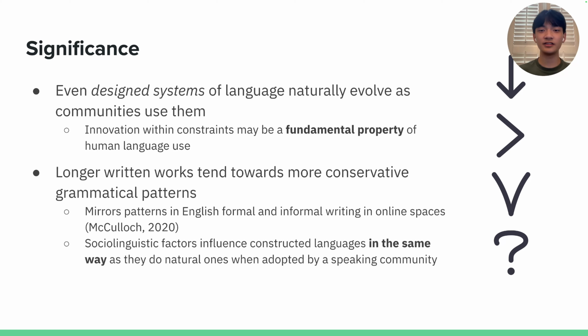So just some significance that I think this has. First is just that we can use this to validate the fact that even this designed system of language can naturally evolve as communities use them, which means that this social aspect is a fundamental property of human language use. Also, these longer written works tend towards more conservative grammatical patterns, which mirrors patterns found in English formal and informal writing in online spaces.